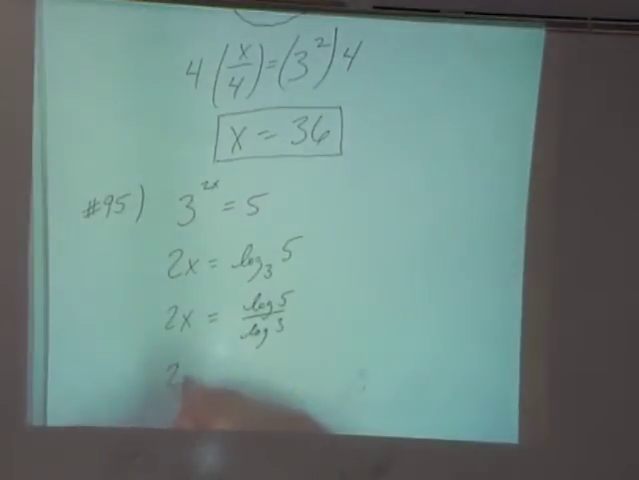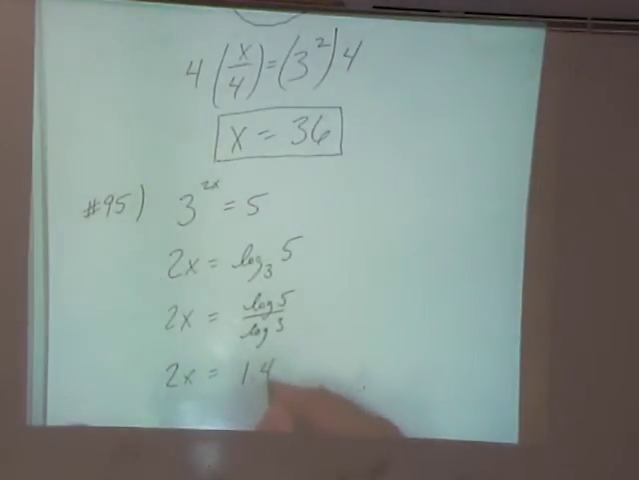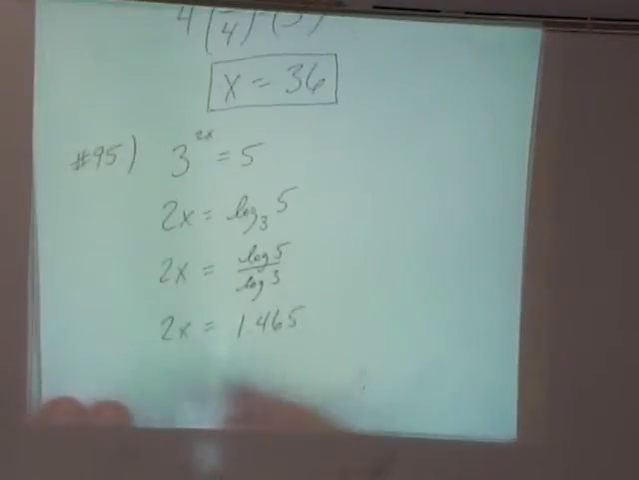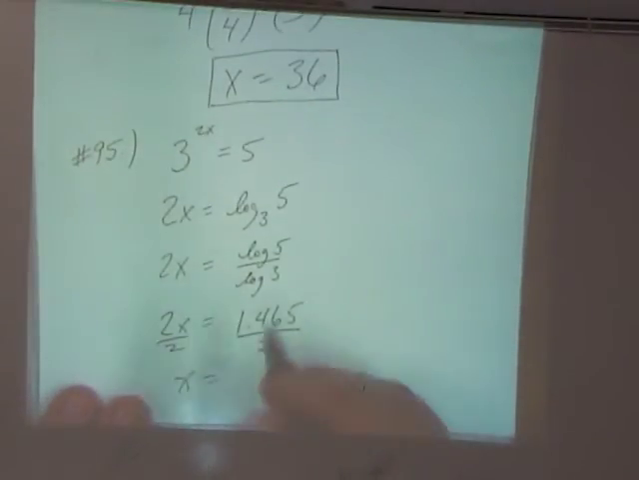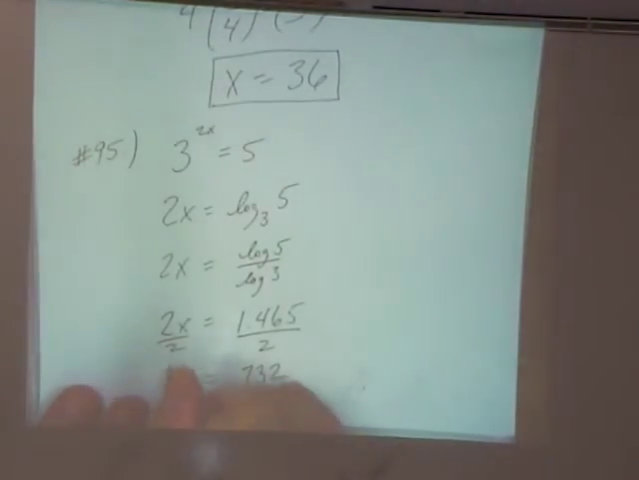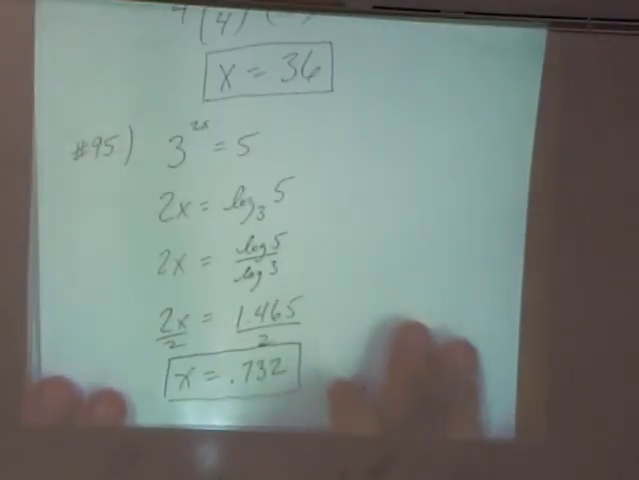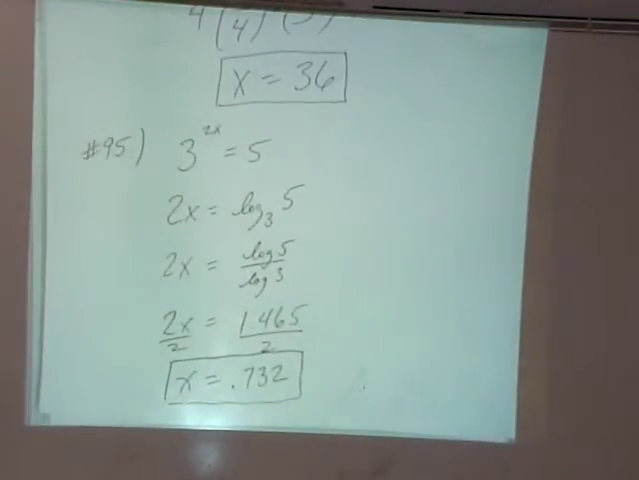So 2x is equal to about 1.465. We're going to divide that by 2. So x is equal to 0.732. Let's do 3 decimal places. Questions on number 95? No? We're good? Okay. Apparently I'm a little boring.